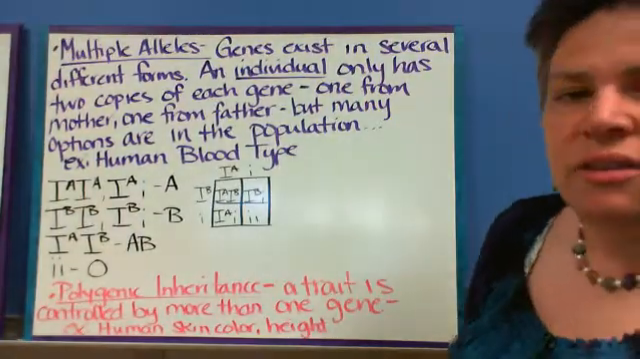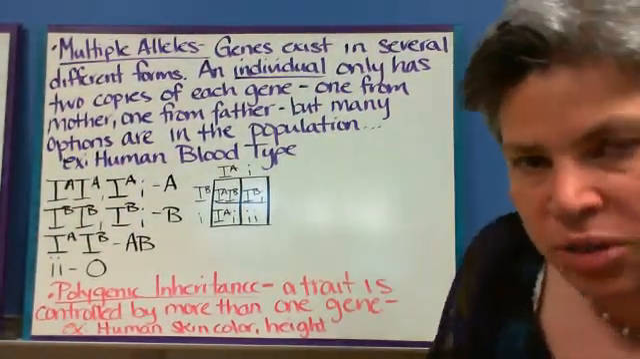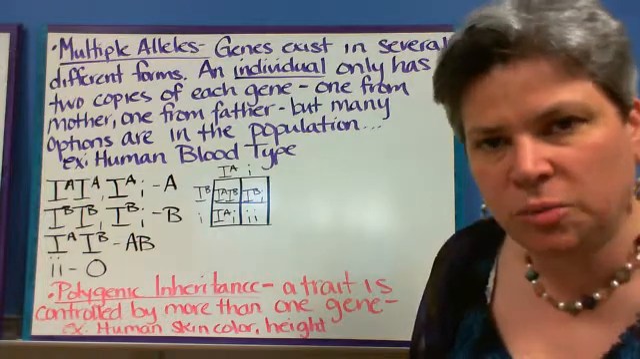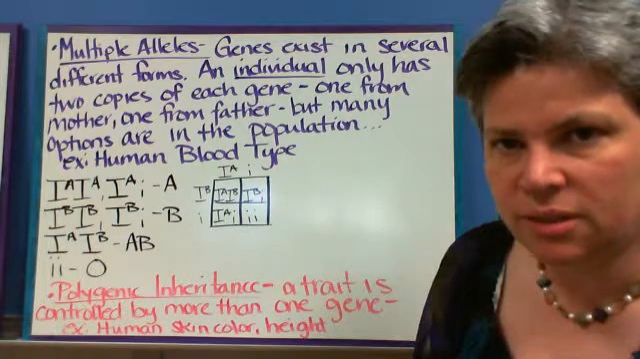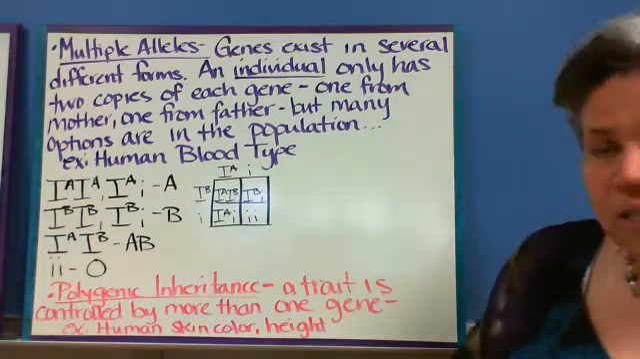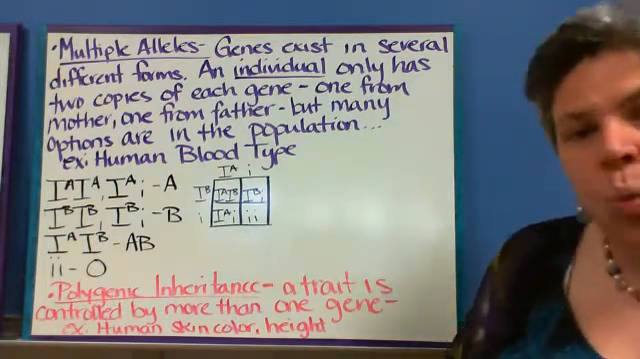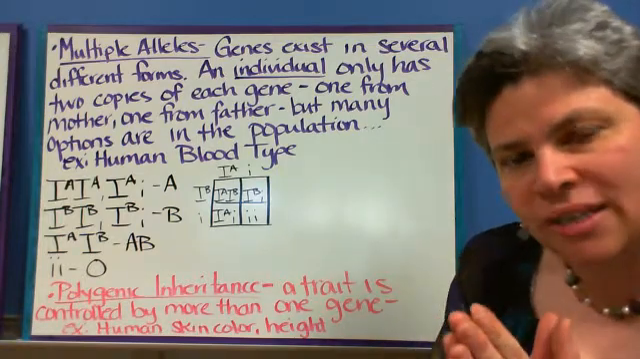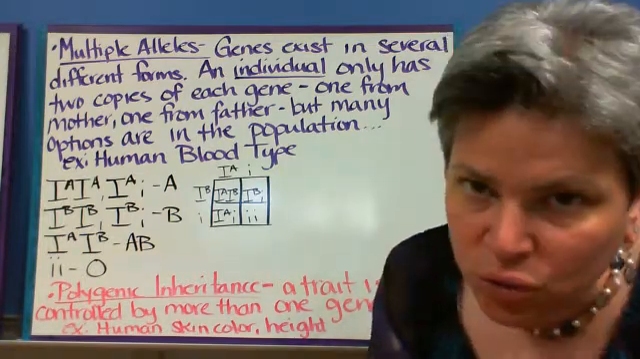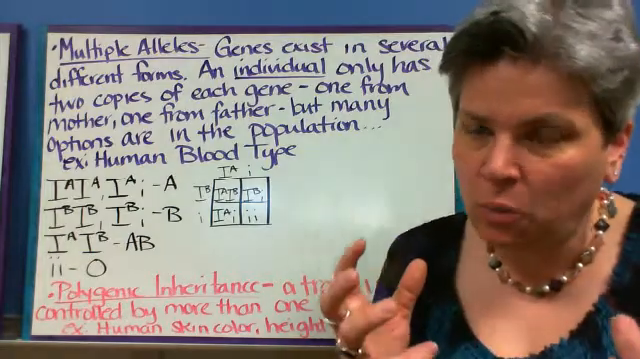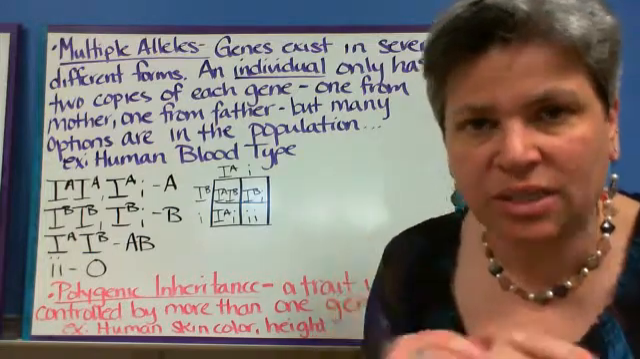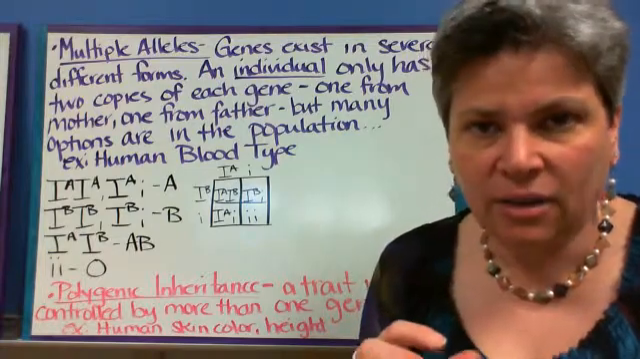And that takes us to the next one, which they refer to as multiple alleles. What does multiple mean? Multiple means many. So I'm going to have many alleles. Well, the genes exist in several different forms. Remember, one individual, one person can only have two of any gene. You get one from mom, you get one from dad. You only have two alleles. That's all you can have.